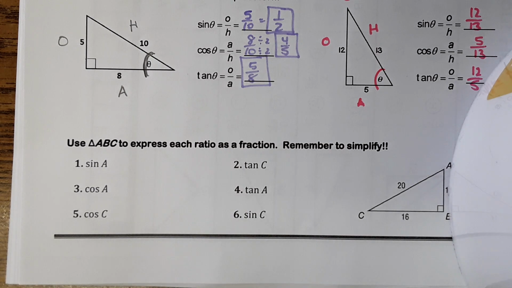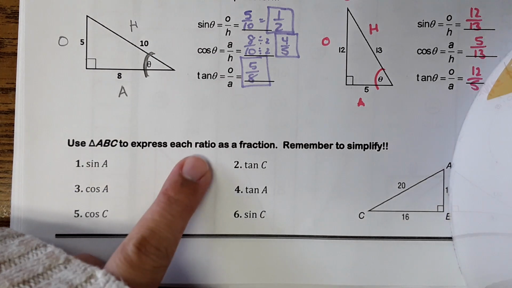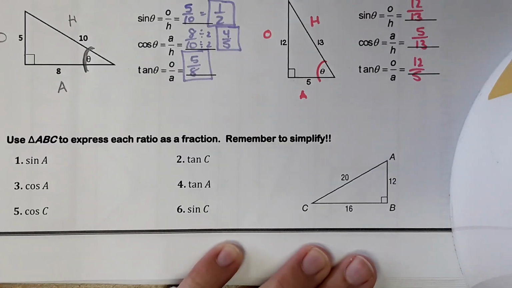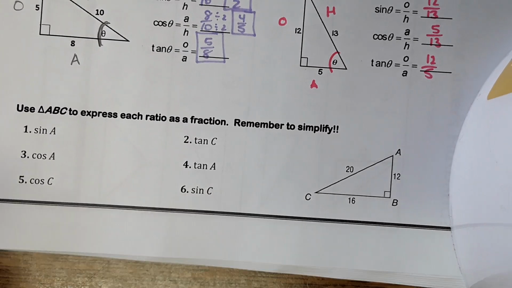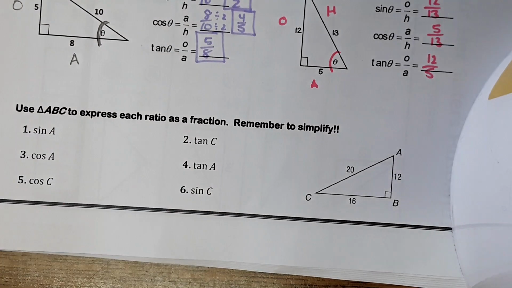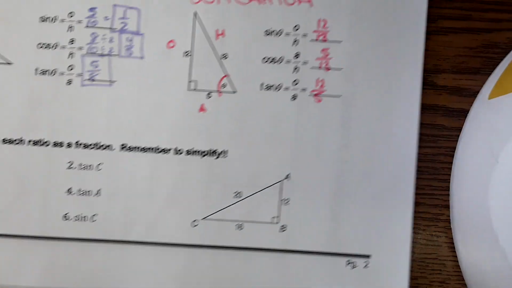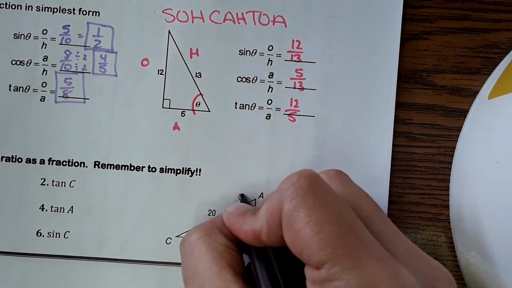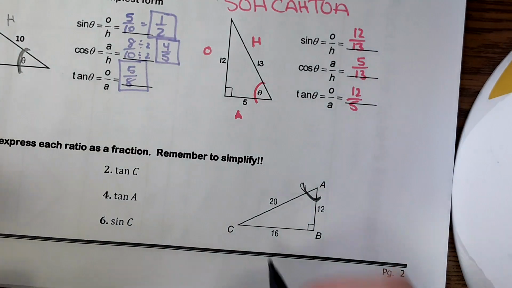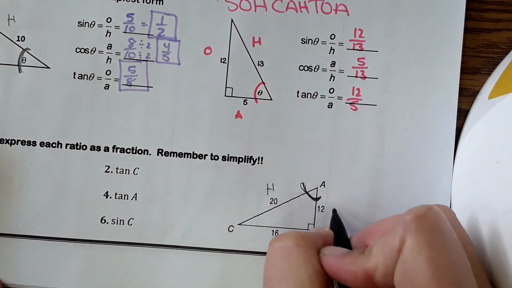Okay, so this last section here, it says use triangle ABC to express each ratio as a fraction. Remember to simplify. So for this, they're using different designated angles. So what I would do is, again, I'm using pencil so I can erase, but I'm going to do all the A ones first because I can mark it up. So here's our designated angle A, and then we have opposite, hypotenuse, adjacent.